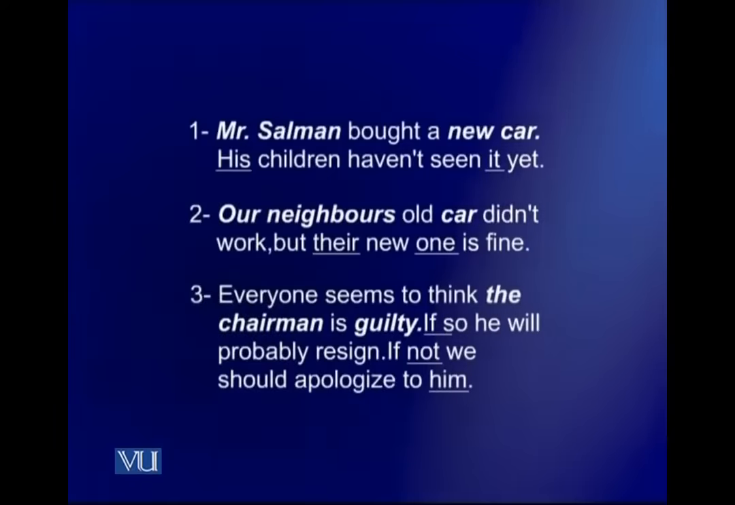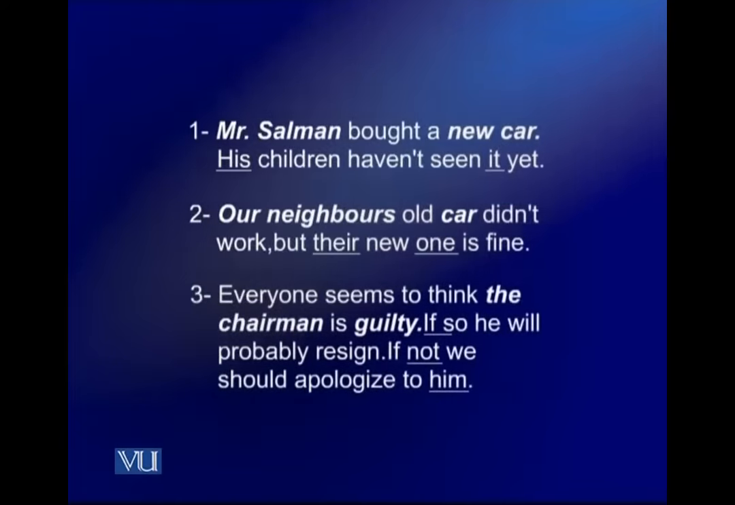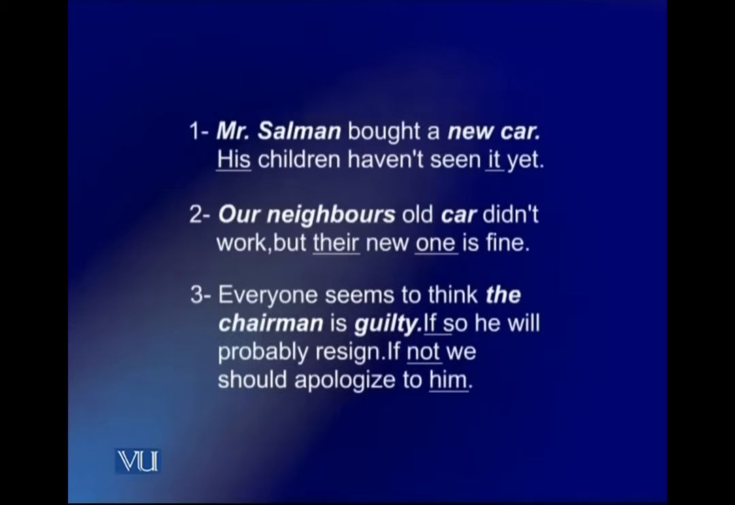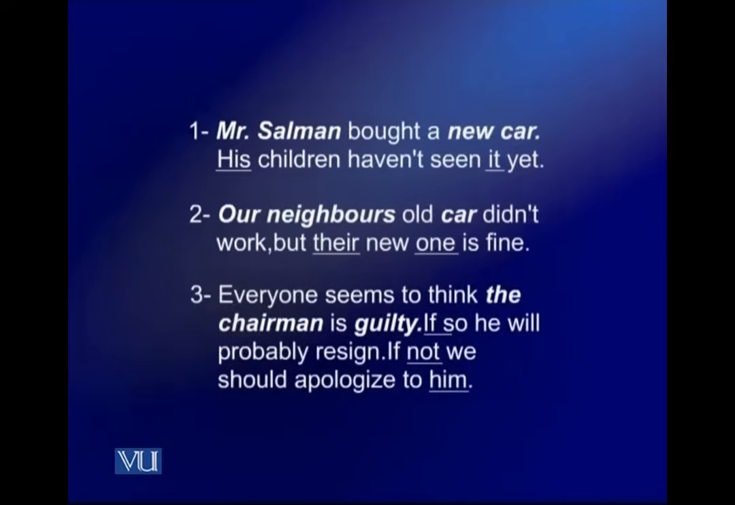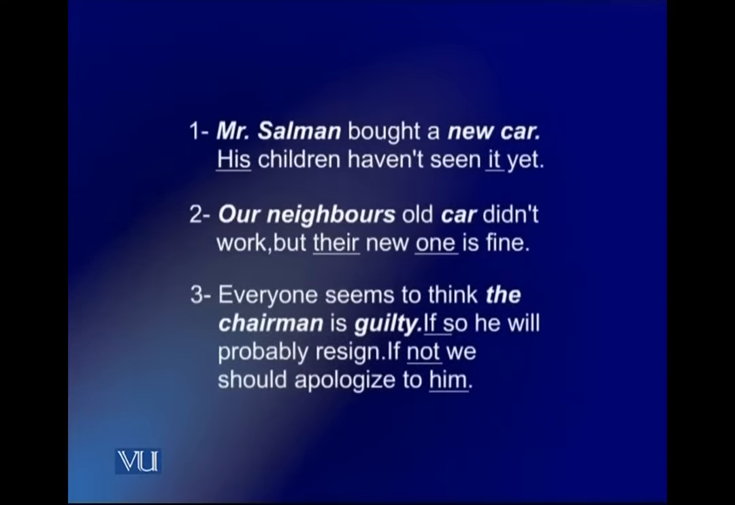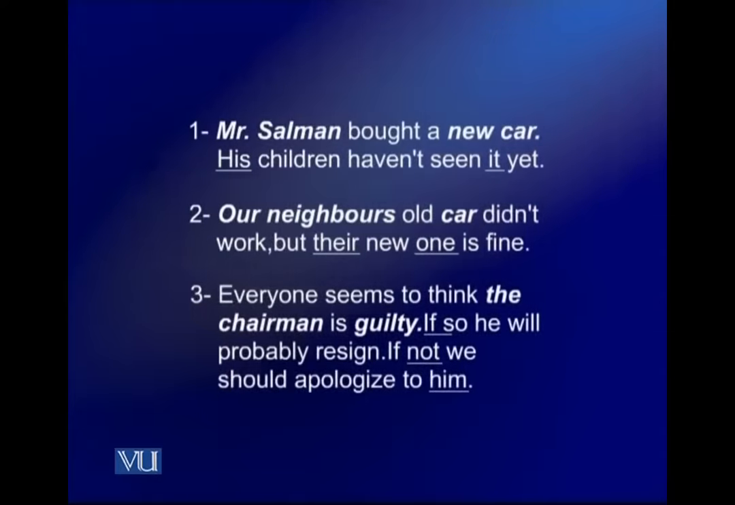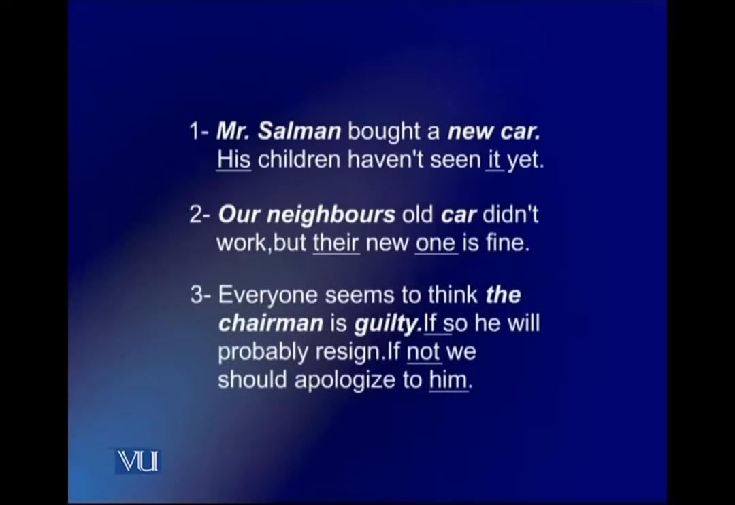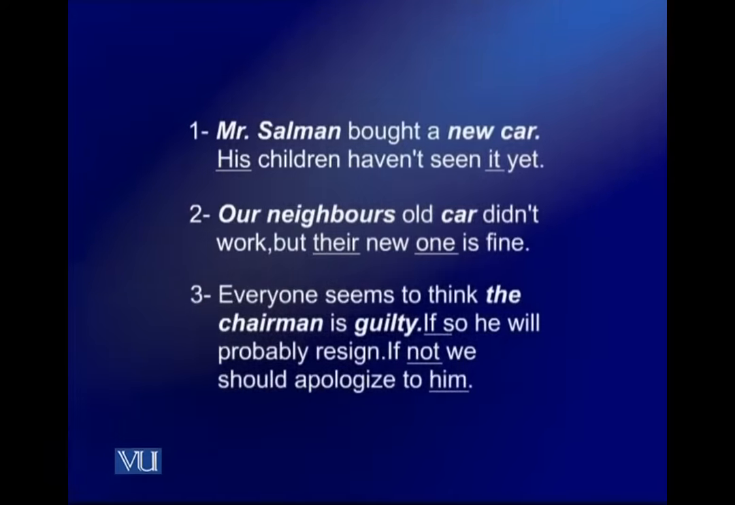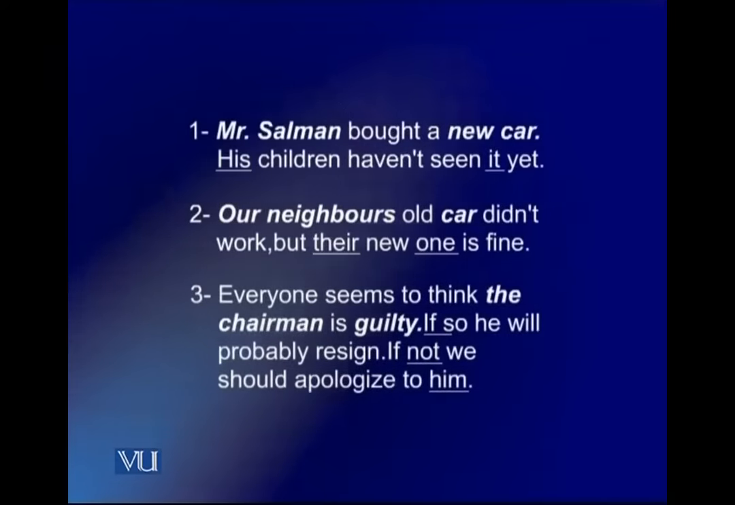Our neighbor's old car didn't work, but the new one is fine. The same thing is repeated in this sentence. Our neighbor's is in italics, and the word car is also in italics. The word their and the word one are underlined. Our neighbors is referring to the word their. It's plural, our neighbors, so their is also in the plural form. Car refers to one. Instead of saying their new car, the writer has used their new one, and one is referring to car.